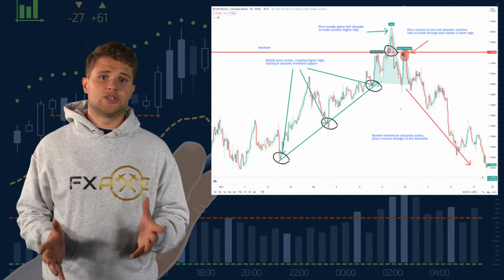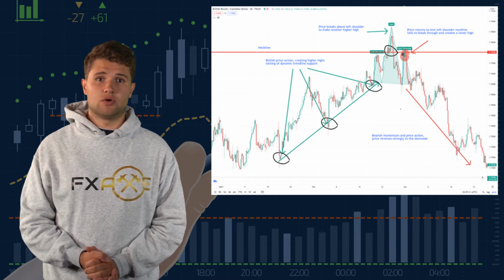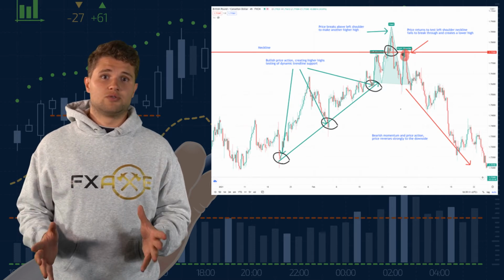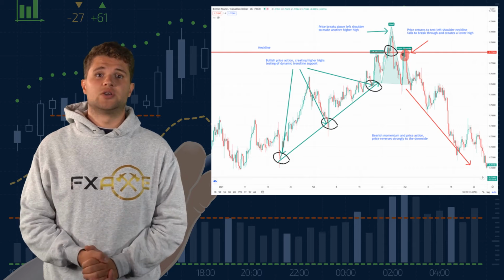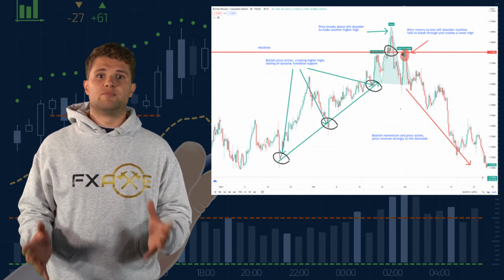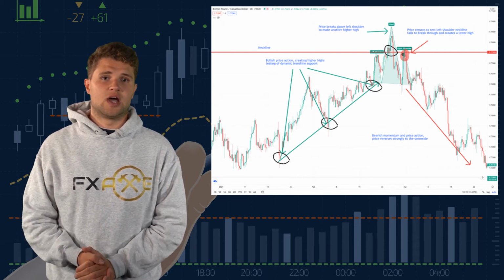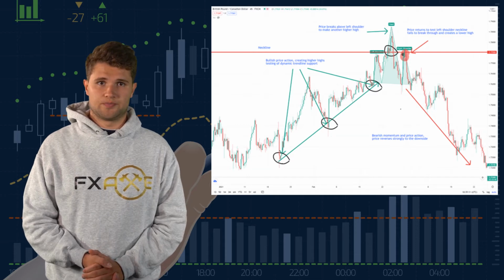The price falls down and creates a lower low. Now once price retraces up to test the neckline and left shoulder, it fails to break through this level. This causes a lower high to be made on the chart, breaking out of the bullish structure and ultimately breaking down into a short-term downtrend.